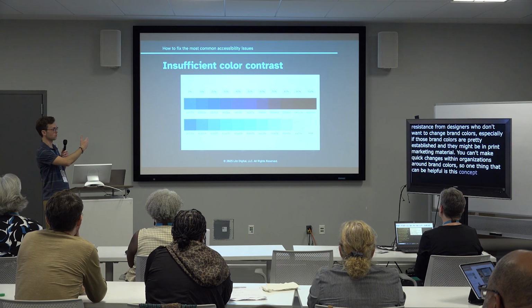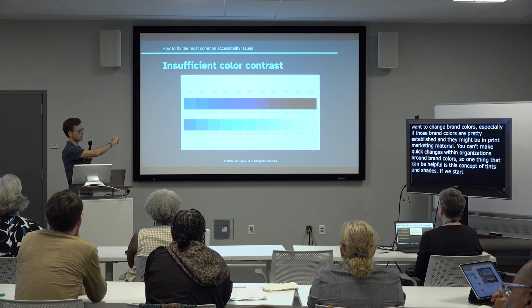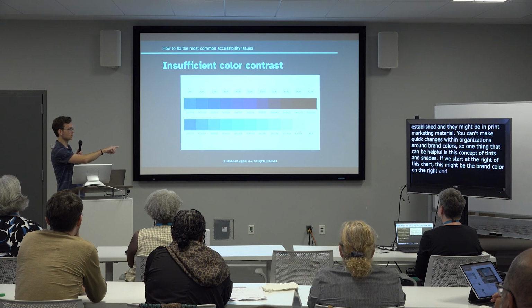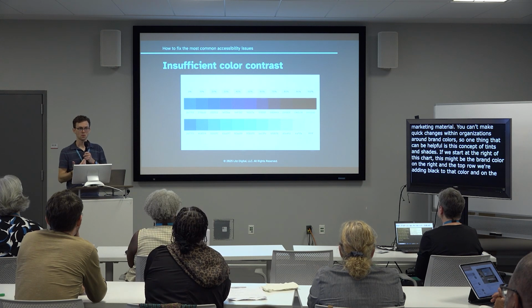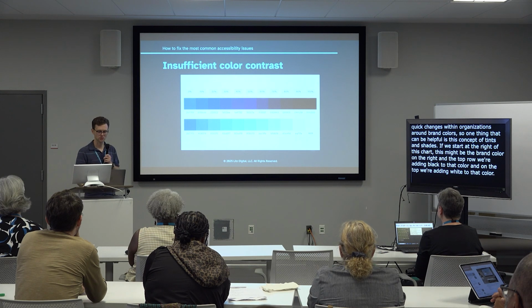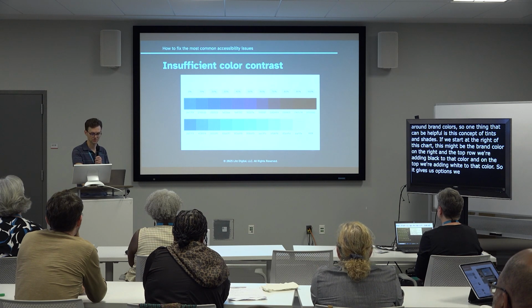If we start at the right of this chart, this might be the brand color on the left, and then the top row, we're adding black to that color, and on the bottom, we're adding white to that color. So it gives us a lot of variations that we can use without changing the actual hue of the brand color itself, to create some variations that allow us to have a better contrast ratio and still stay within the brand standards.